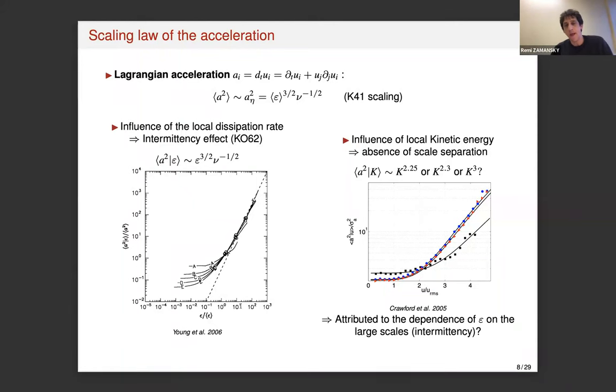As you can see here on the curve, it increases as a power law when you increase the local value of epsilon. And in the meantime, it has also been reported that the variance of the acceleration, conditionally averaged with the kinetic energy, also presents some dependence on the kinetic energy. And it has been proposed in some papers in the literature that there are some power laws that can be used to describe that dependence. And the picture that is usually found in the literature is to say that because you have an effect of the large scale on the small scale, this is the reason why you have an effect of the kinetic energy on the acceleration through that intermittency mechanism.